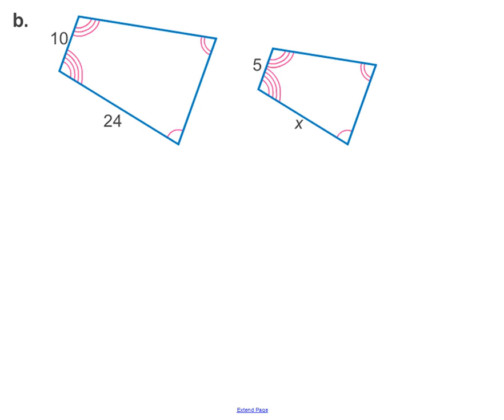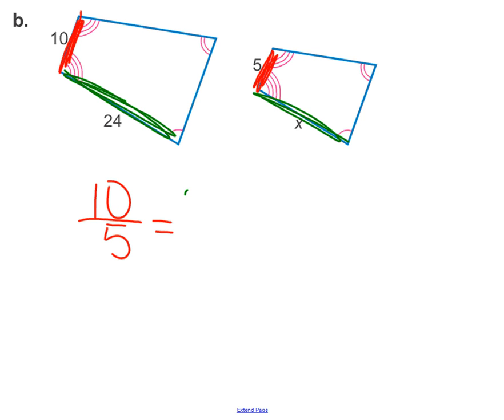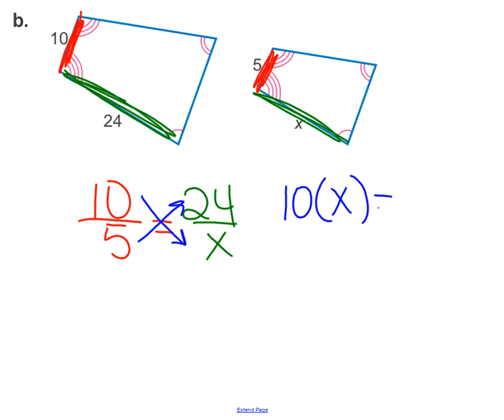And here's my last one just with the shapes itself. They actually don't give you any letters on this, so we're just going to set it up like normal. We know that 10 corresponds with 5, so I'm going to write 10 over 5. And then we know that 24 corresponds with X. Okay, again, I didn't need to set up with my letters, so I'm going to do my cross products. So 10 times X and 5 times 24.